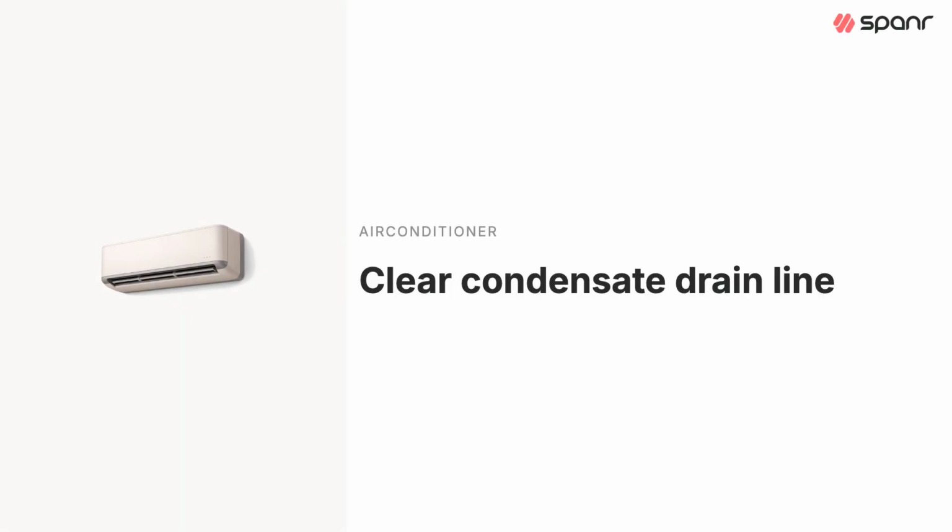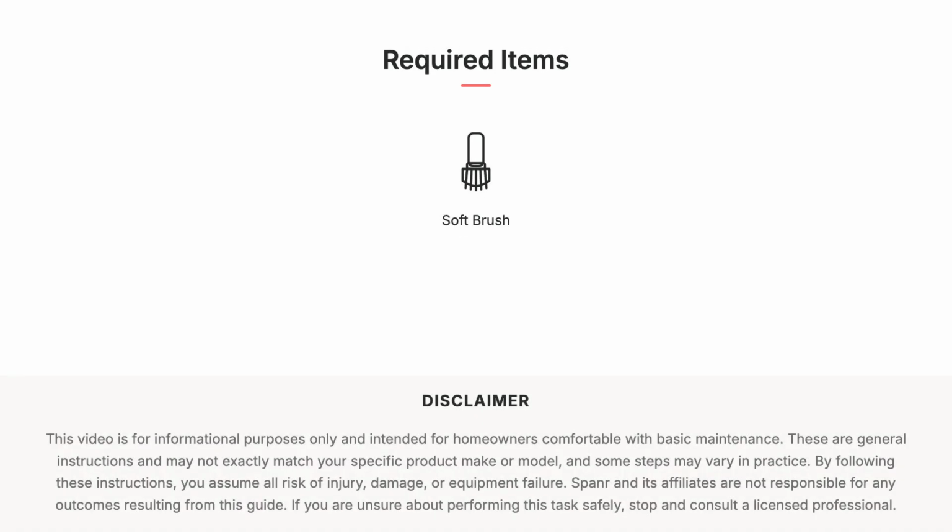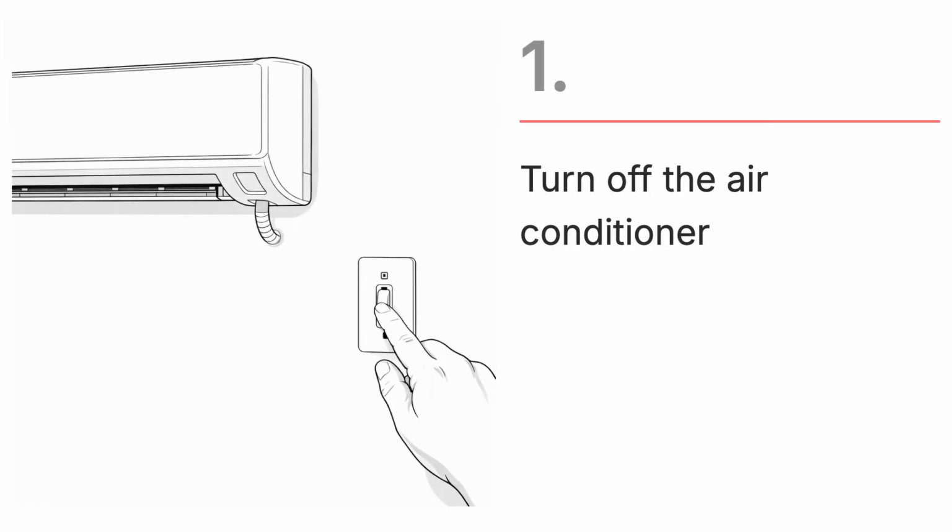Welcome! In this video, you'll learn how to clear condensate drain line for your air conditioner. Begin by turning off the air conditioner at the wall switch before cleaning the drain line.